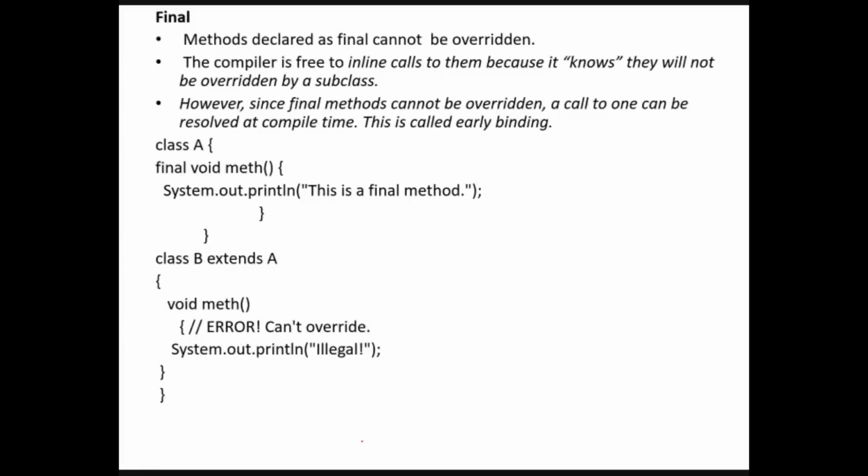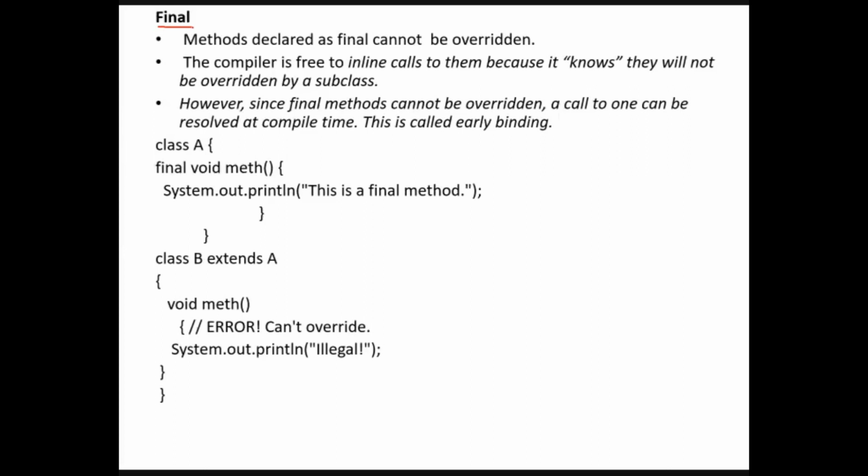Okay. Now here, one keyword is there. That keyword is called final. Don't get confused between final and finalize. Finalize is the destructor. So this final is a keyword. If you make any method final, you cannot override it. If you make any method final, then that method cannot be overridden.